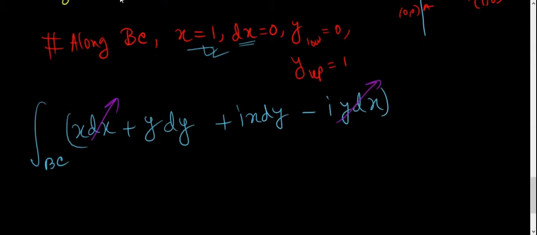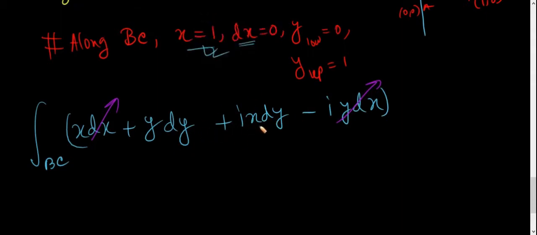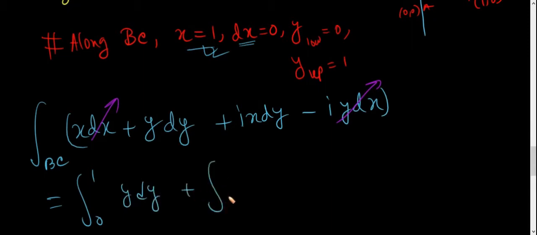And now, since this two part goes away, however this part remains, and you can see x equals 1 along BC, so you have to put x equals 1 right now, and in this integration you have to put the limits of y, because in this contour, that is along BC, only y is varying. So again, this is just 0 to 1, because y low is 0, y up is 1, and you have y dy, and then you have 0 to 1, x equals 1.